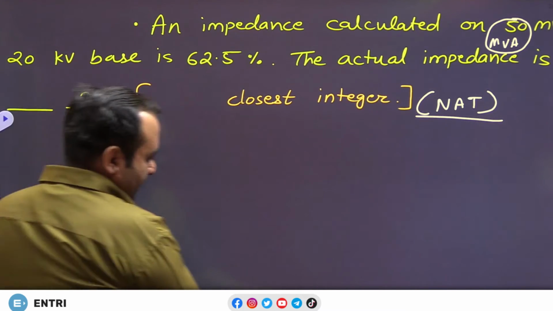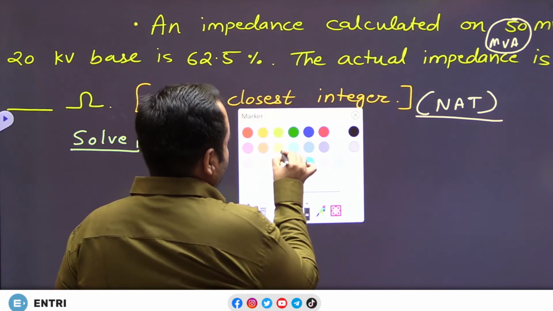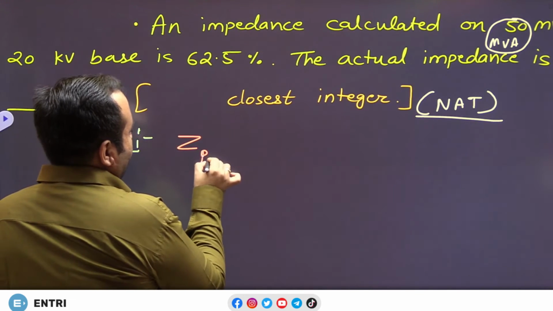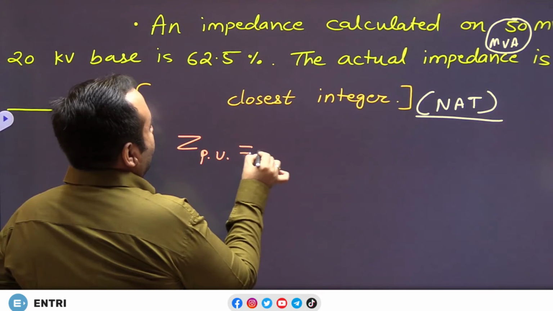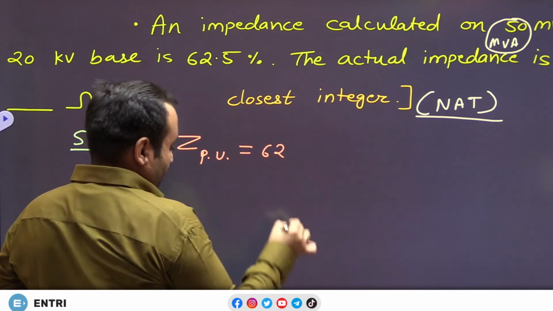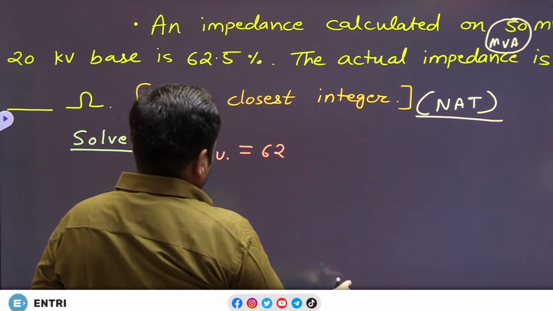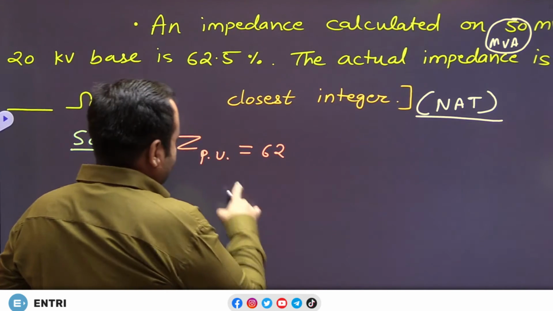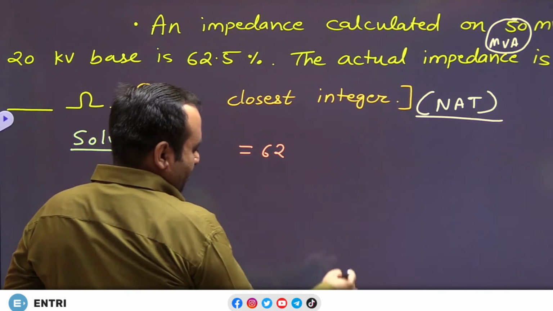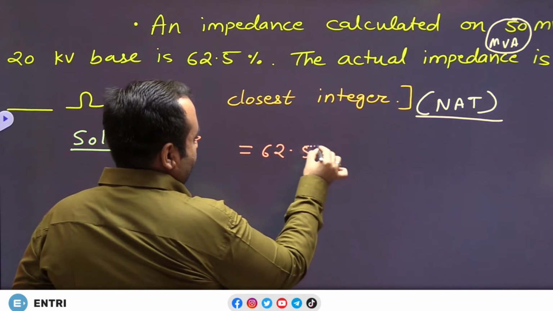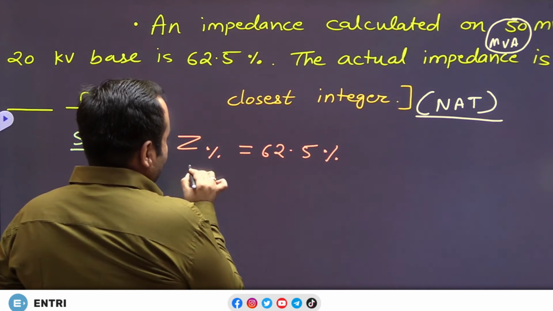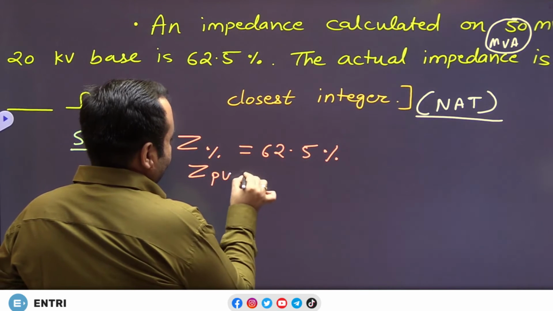So solving it. Sir, it's very easy. Yes, beta, we'll make it easy if it is not. 62.5%. So Z, I should write it like this, otherwise you'll get confused. Z is given as 62.5%, meaning this is Z percent, right? And Z per unit therefore is what?